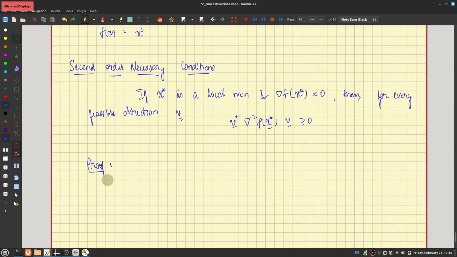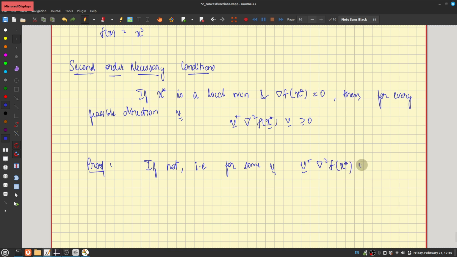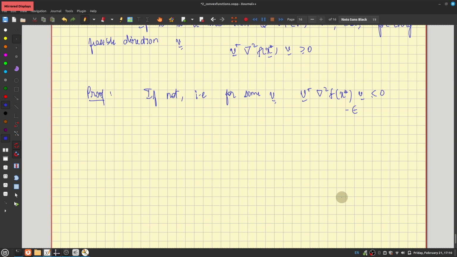Again, the proof is straightforward and follows exactly what we did earlier. Suppose that it's not true. That is, for some direction v, suppose that v transpose Hessian v is less than 0, maybe equal to some minus epsilon. Then again you can use Taylor's theorem.